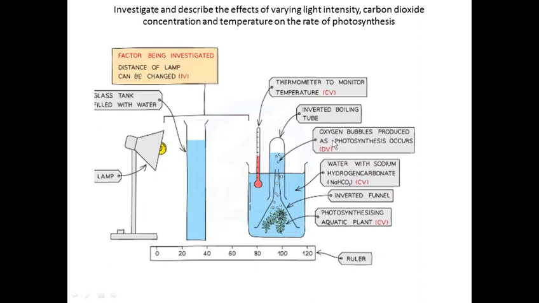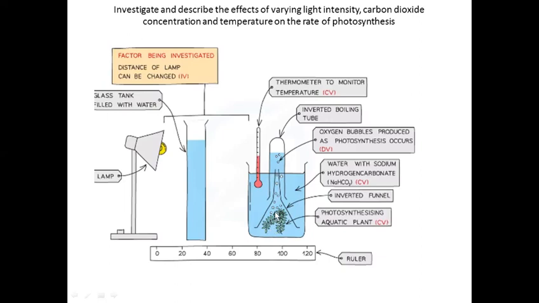We put some compound, sodium hydrogen carbonate, in water. This sodium hydrogen carbonate gives carbon dioxide gas to this plant. So this plant is getting carbon dioxide gas and water. Also, this plant is getting light from this lamp, and chlorophyll is already there in the plant. So when CO2 and water react together in the presence of a specific amount of light, then the process of photosynthesis will proceed.